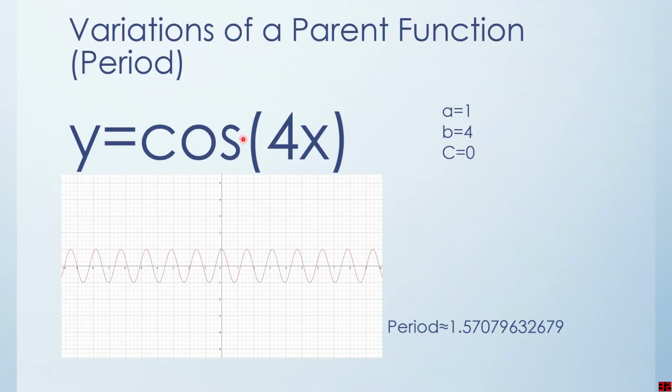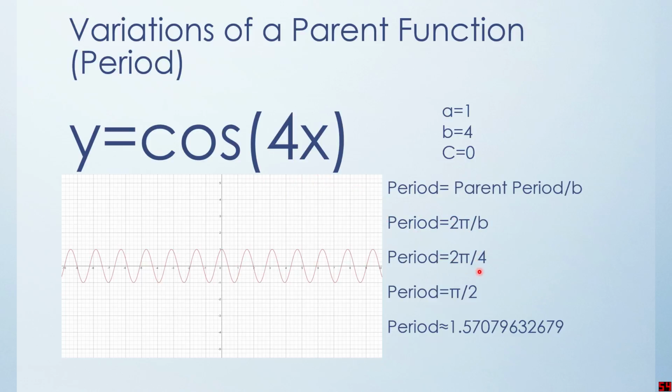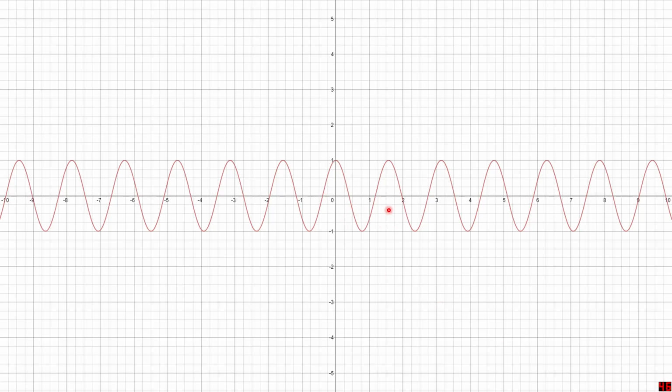The next variation is a period, in which the period can change as the cosine would, and it is also similar to the sine graph. However, the only difference is that it starts at 1 rather than 0. And so the parent period would be 2 pi over b, and b is 4, and that would be pi over 2, or 1.57. So the expanded view here, it's about 1.57 every period.